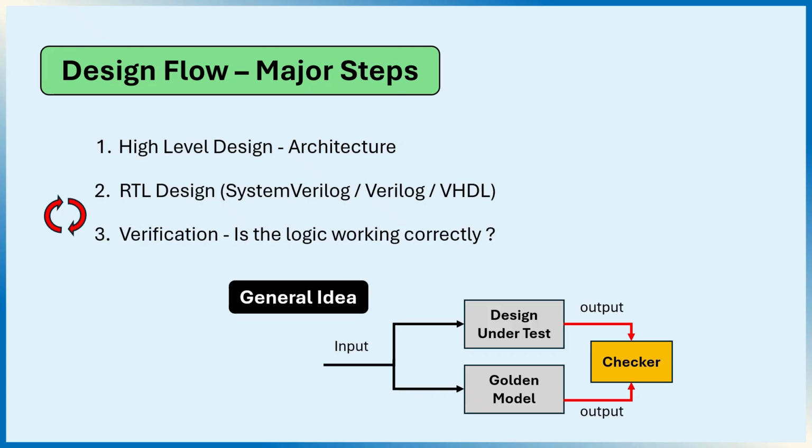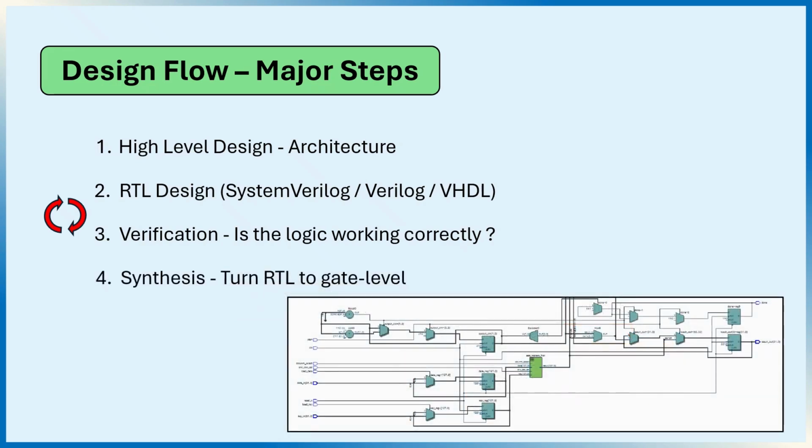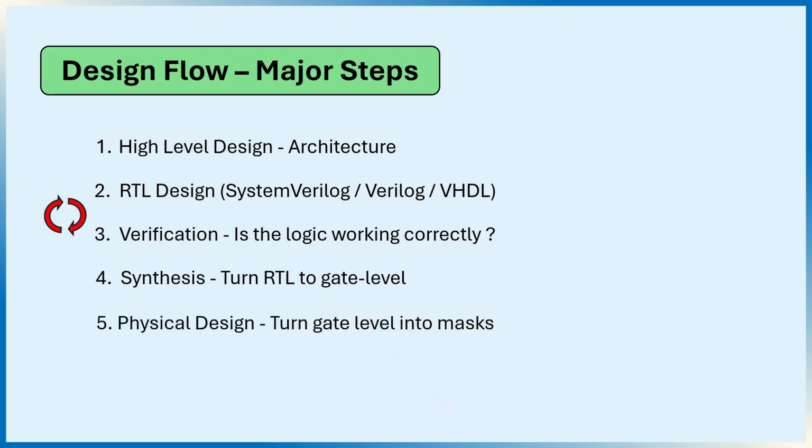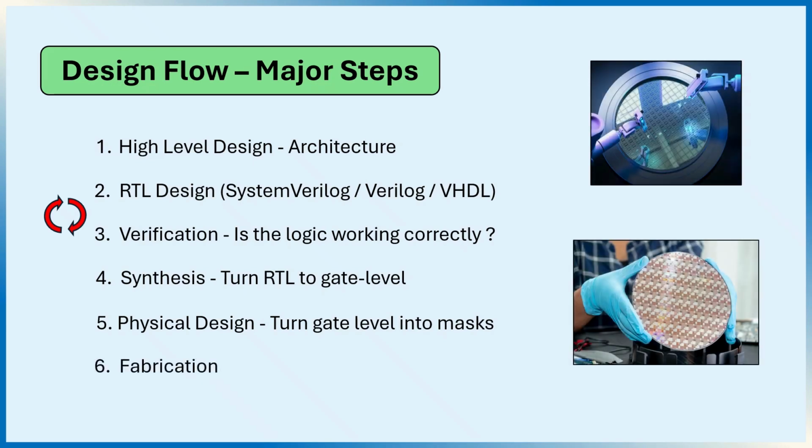The next stage is synthesis, where the RTL is translated into a gate-level netlist. For an FPGA, this produces a configuration file that maps the logic into the device. Then comes physical design, where the gate-level logic is turned into physical masks. These masks define how the transistors and interconnects will be laid out on silicon. Finally, fabrication uses those masks to manufacture the chip itself.